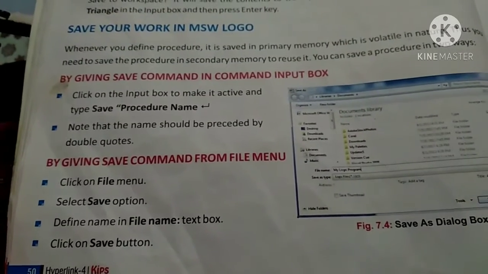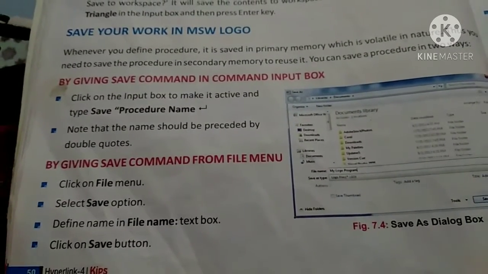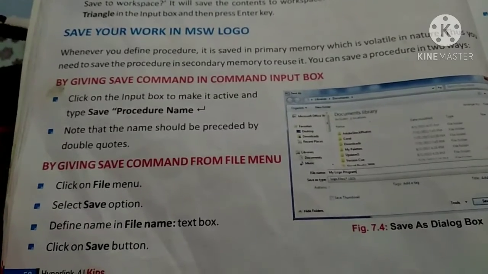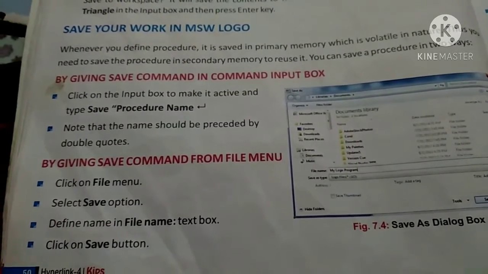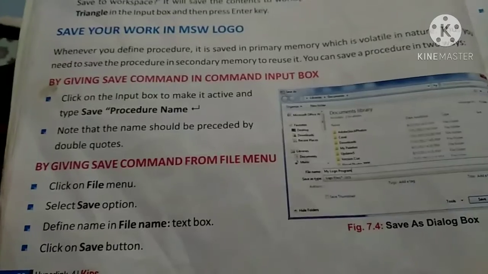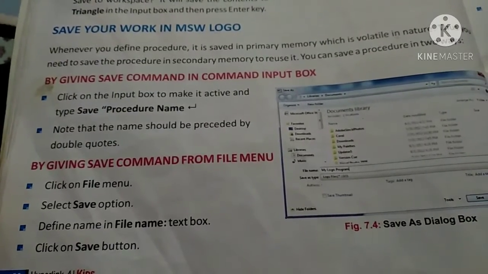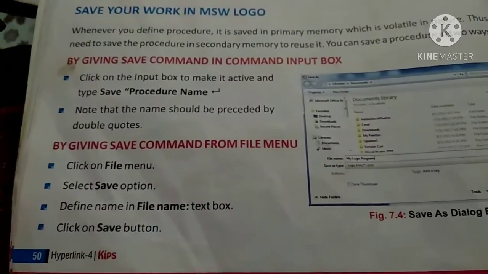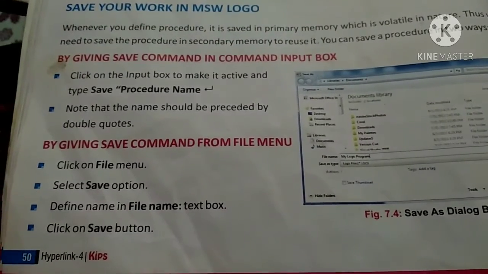Okay, so when you save, it will be saved in primary memory, and primary memory is volatile in nature. So we have to save this in the secondary memory so that we can easily reuse it when we need it. Okay, so in two ways you can save the MSW program or Logo program.